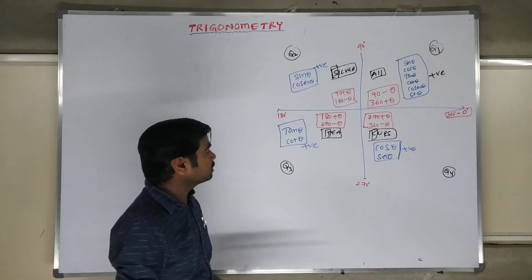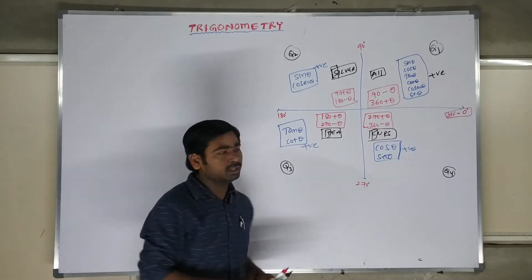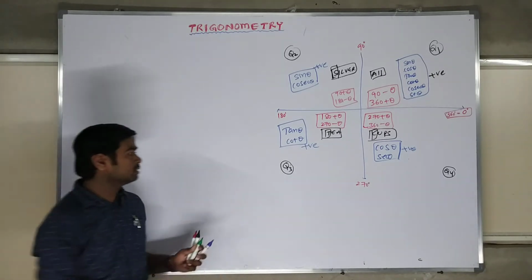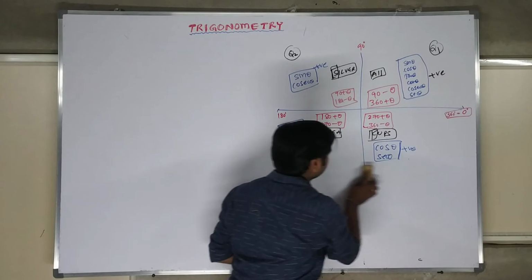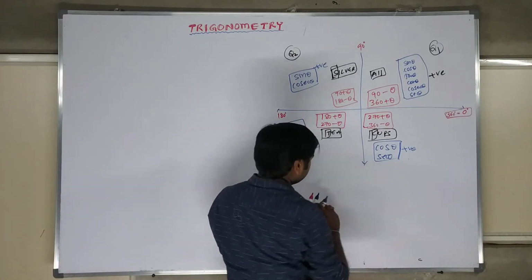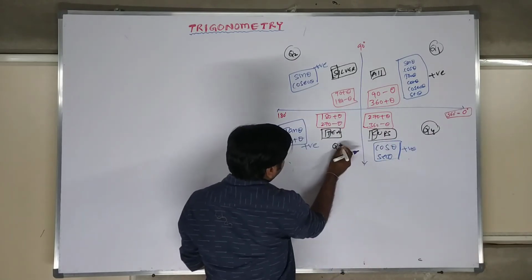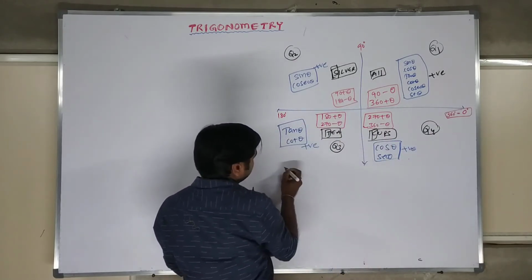This is what we require when we go for problems. And after this, we have some more information. So this is quadrant number 4, Q4, and this is Q3.